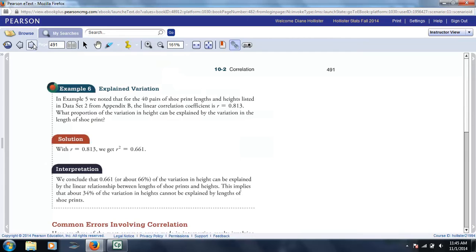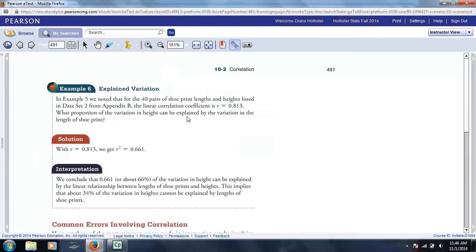Now, when we square r, we get what's called the coefficient of determination. If we square the value of r, what we find is the percentage of variability in our dependent variable that can be attributed back to the independent variable.